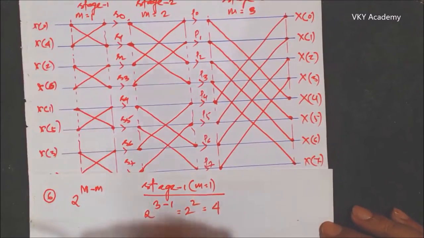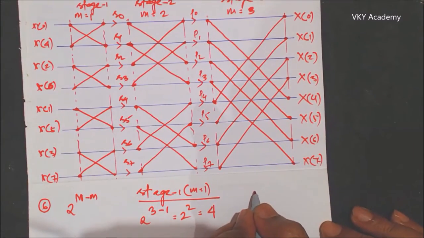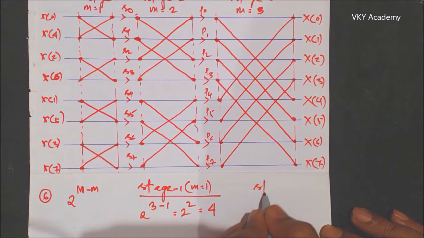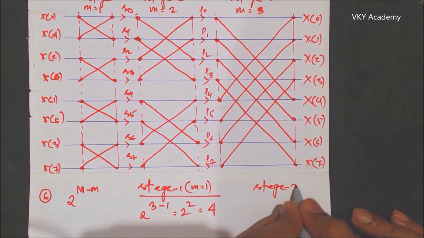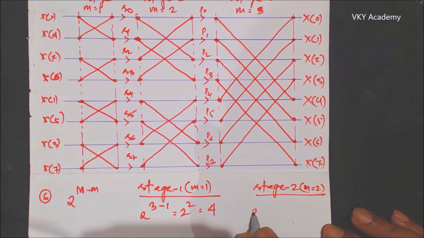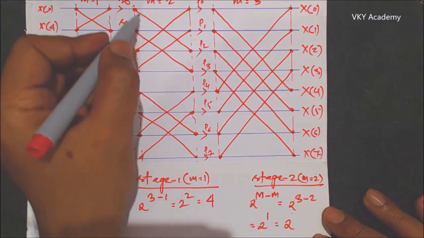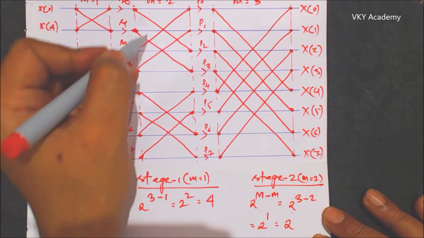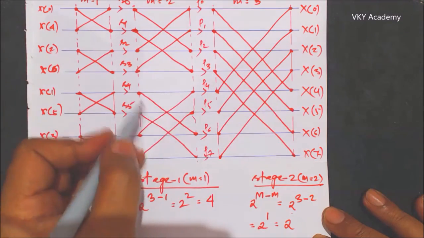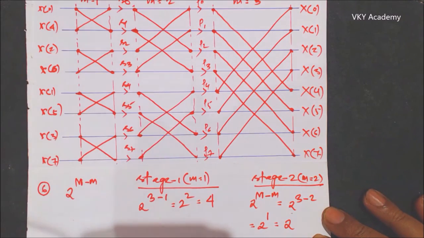Now coming to the stage number 2, where small m is equal to 2. 2 to the power capital M minus small m, which is 2 to the power 3 minus 2. That is equal to 2 to the power 1. So 2 number of sets are available in stage number 2. So this part from S0 to S3 is my first set, and this one is my second set from S4 to S7.